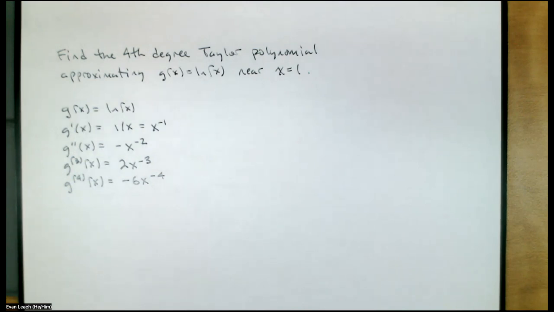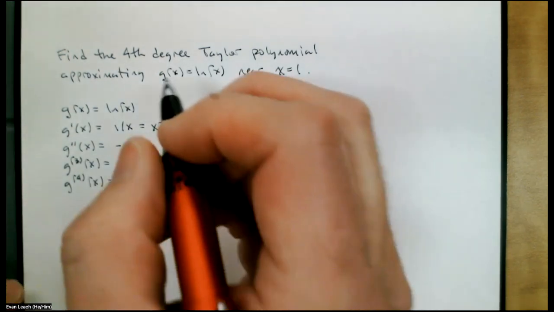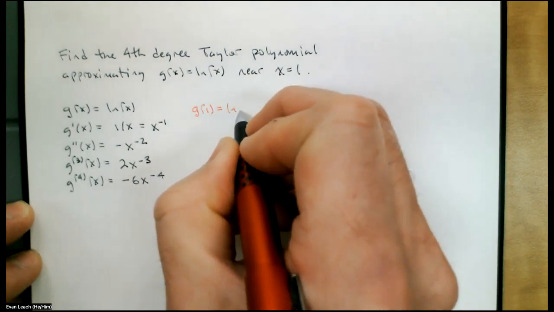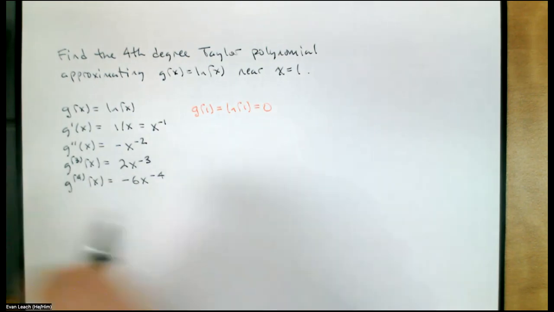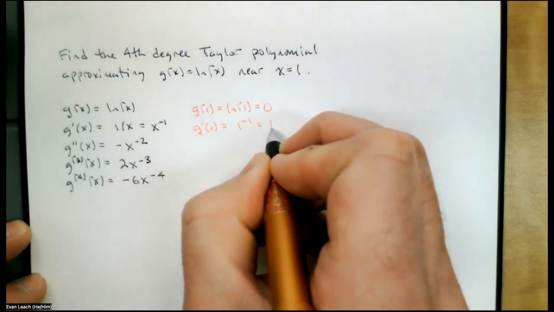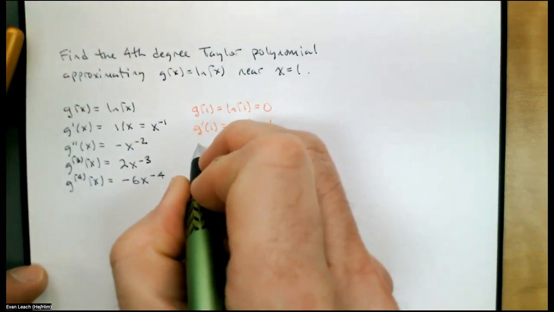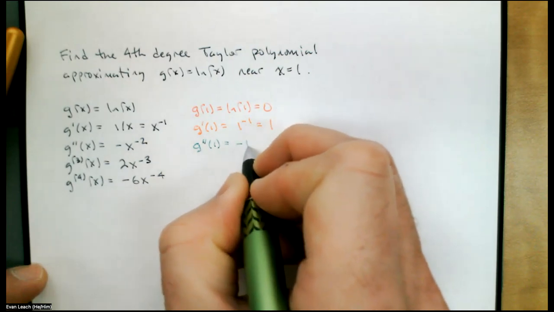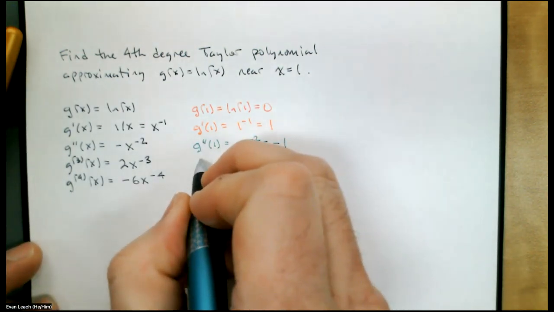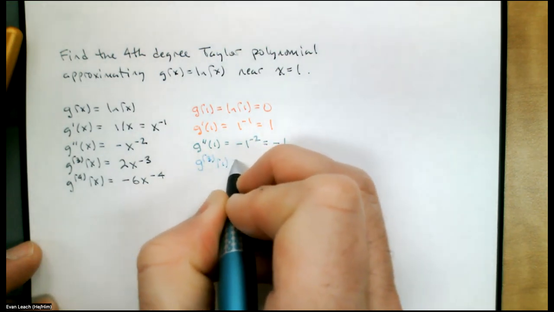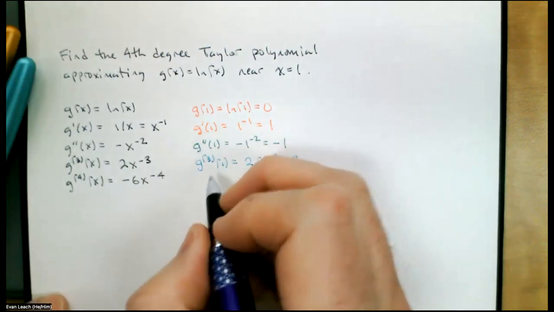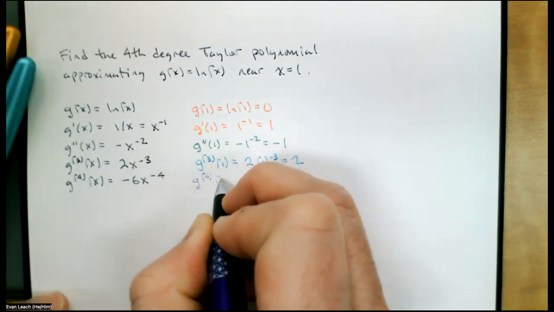Then we're going to need to evaluate these derivatives at 1. The value of the function, I think of this as the 0th derivative. So I need g of 1, which is equal to the natural log of 1, which is 0. I need g prime of 1, which is going to be 1 to the negative 1, or 1. I need g double prime at 1, which is going to be minus 1 to the minus 2, negative 1. I need my triple prime, which is going to be 2 times 1 to the negative 3, or 2. And I need my fourth derivative at 1.